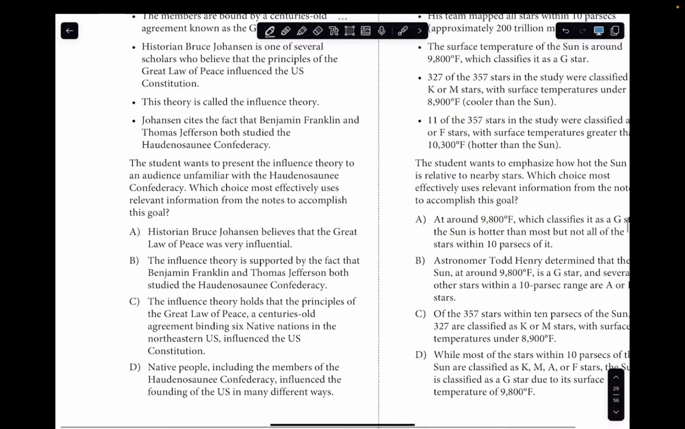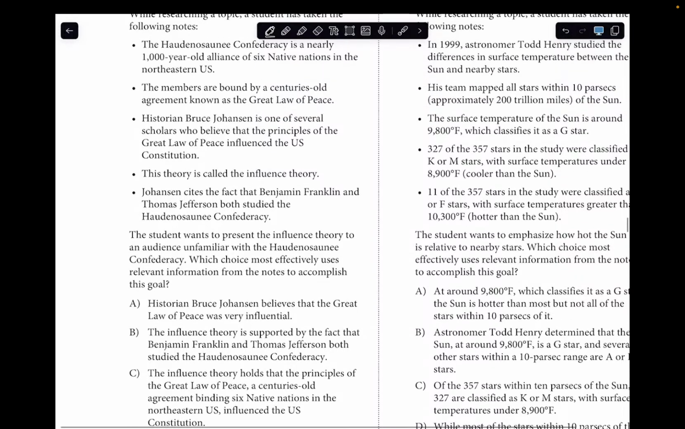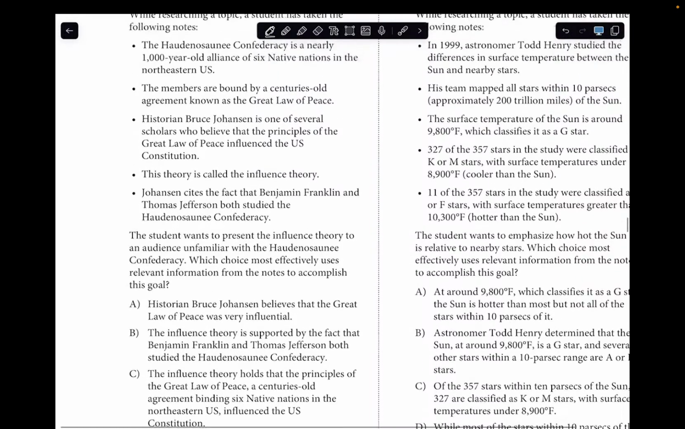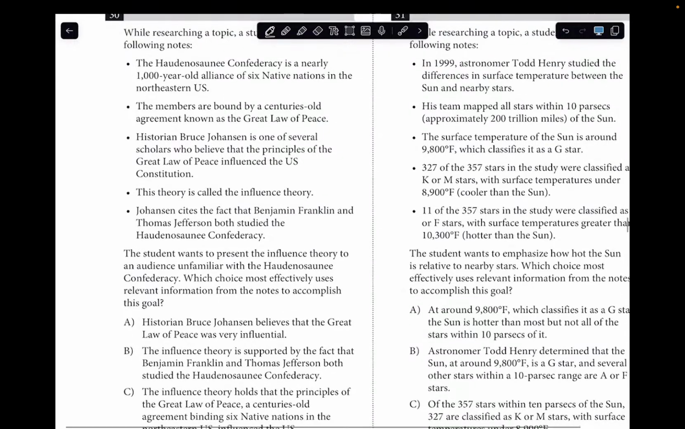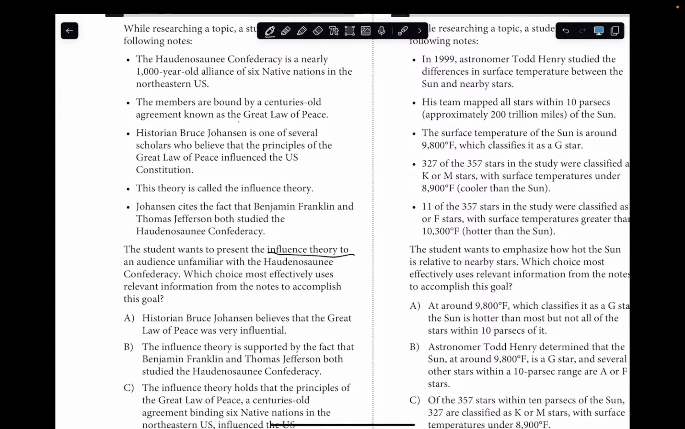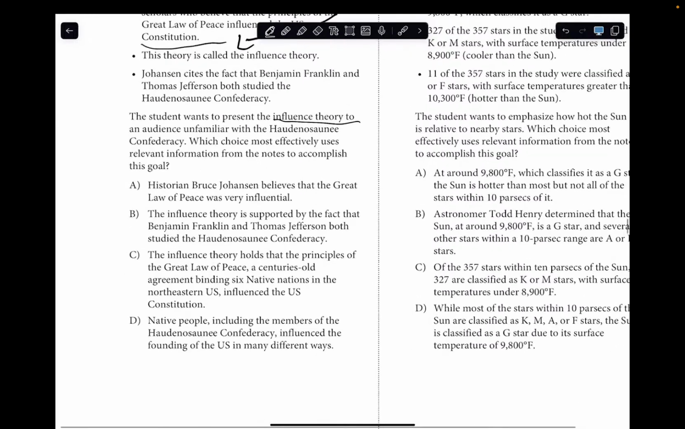A student wants to present the influence theory to an audience unfamiliar with the tribe. Which choice most effectively uses relevant information from the notes to accomplish this? So, what should my answer contain? Again, focusing on the prompt, influence theory. What did it influence? It was the Great Law of Peace that influenced the Constitution, right? So I should see something to that effect in the answers.